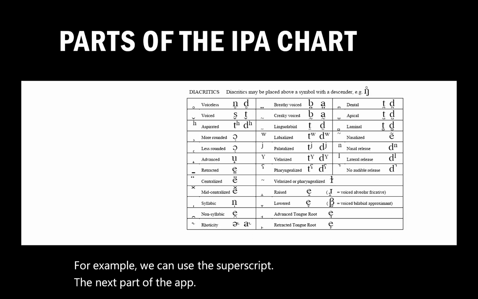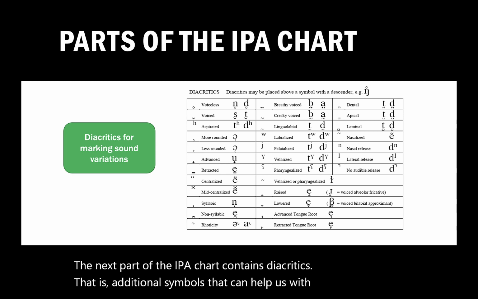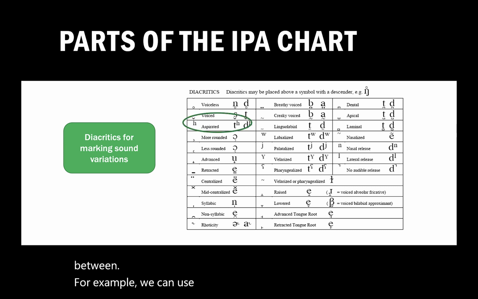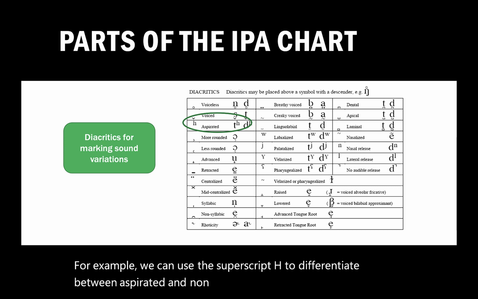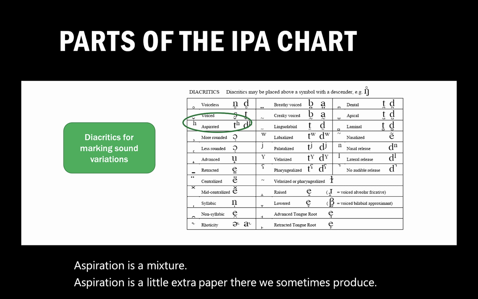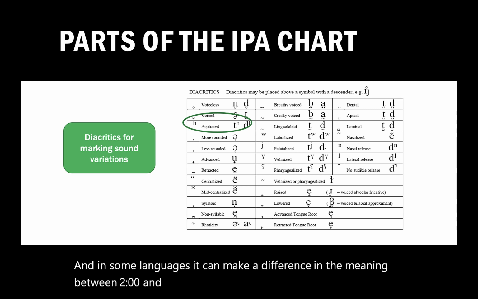The next part of the IPA chart contains diacritics, that is, additional symbols that can help us differentiate between specific sounds even further. For example, we can use the superscript H to differentiate between aspirated and non-aspirated sounds. For example, D is not aspirated, but T is. Aspiration is a little extra puff of air we sometimes produce, and in some languages it can make a difference in the meaning between two otherwise identical words, so it's an important thing to notice and record.